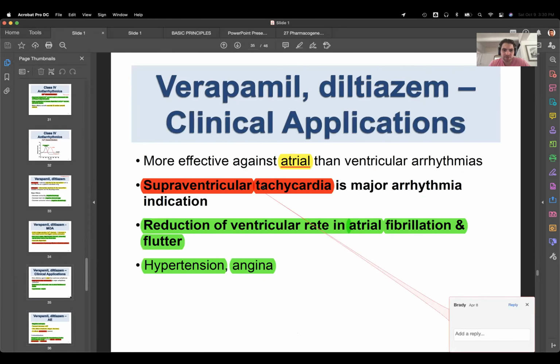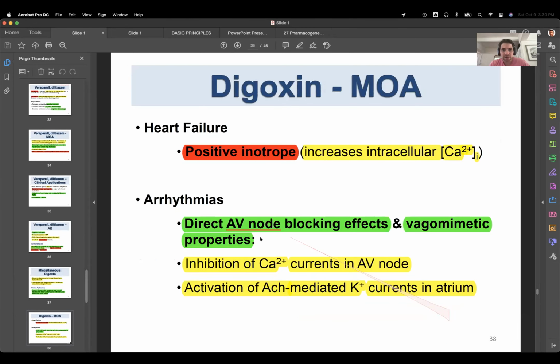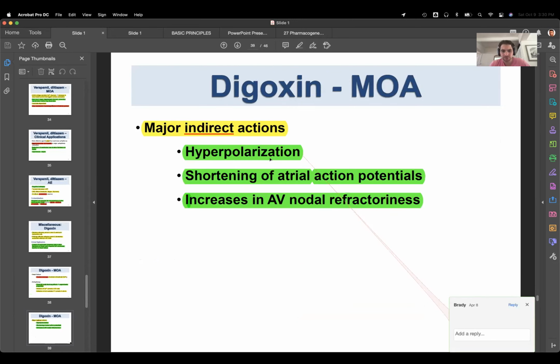And then you can see the atrial supraventriculars. Again, don't forget verapamil causes constipation. And then digoxin, we talked about that, positive inotrope, right? Negative chronotrope.